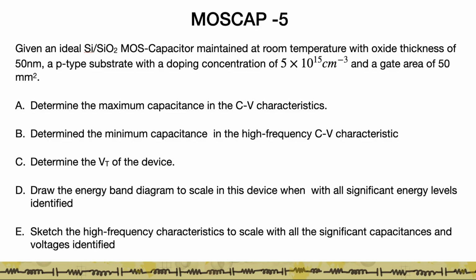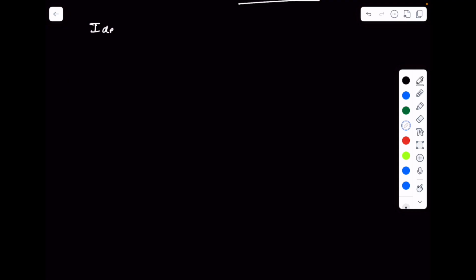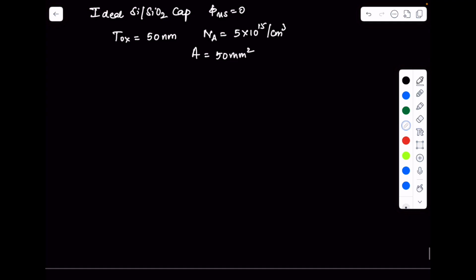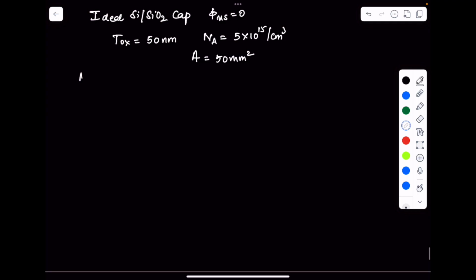So what are we given? It's an ideal silicon dioxide capacitor. By ideal I mean phi ms is 0, or VFB is 0. You're given an oxide thickness of 50 nanometers, a p-type doping concentration of 5 into 10 power 15 per centimeter cube, and an area of 50 mm squared. The first question was the maximum capacitance. The maximum capacitance is going to happen in accumulation.